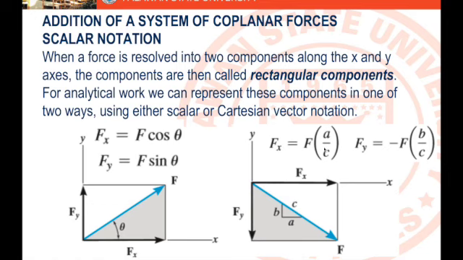Just keep in mind that you will be multiplying the magnitude of the force to find the x component with the proportional side or the parallel side. Okay, in this case a is parallel to Fx, so we use a over c. So to find Fx, we multiply F with the proportion a over c.